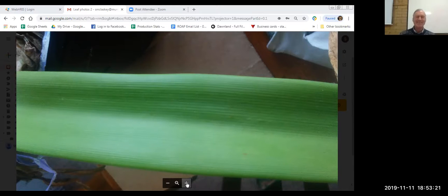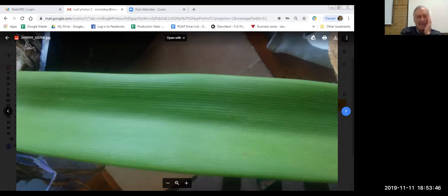All right. So, any other questions? Okay. I think we've covered the veins and the ribs and such. On your screen is another monocot with parallel veins. That's amaryllis. Let's see what else I've got here.